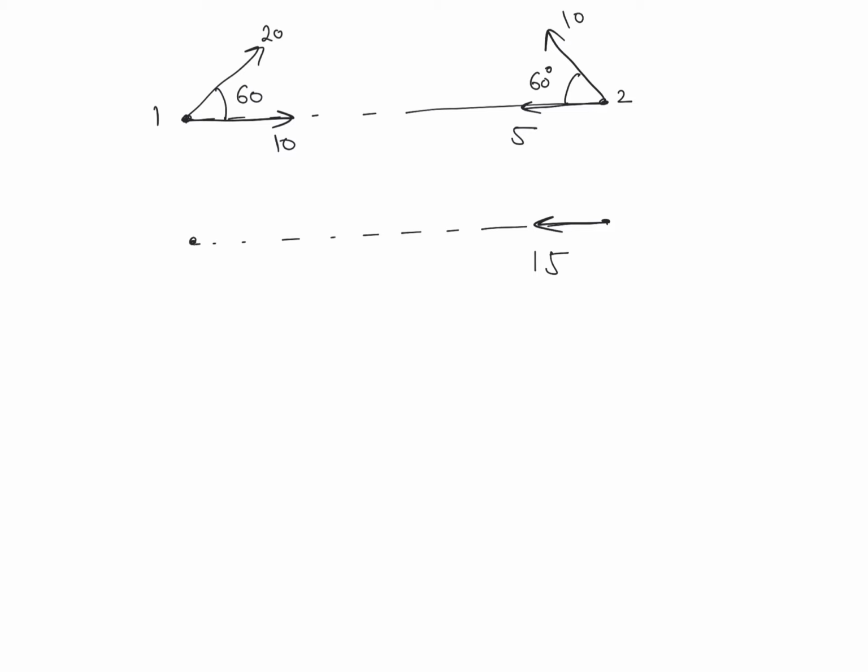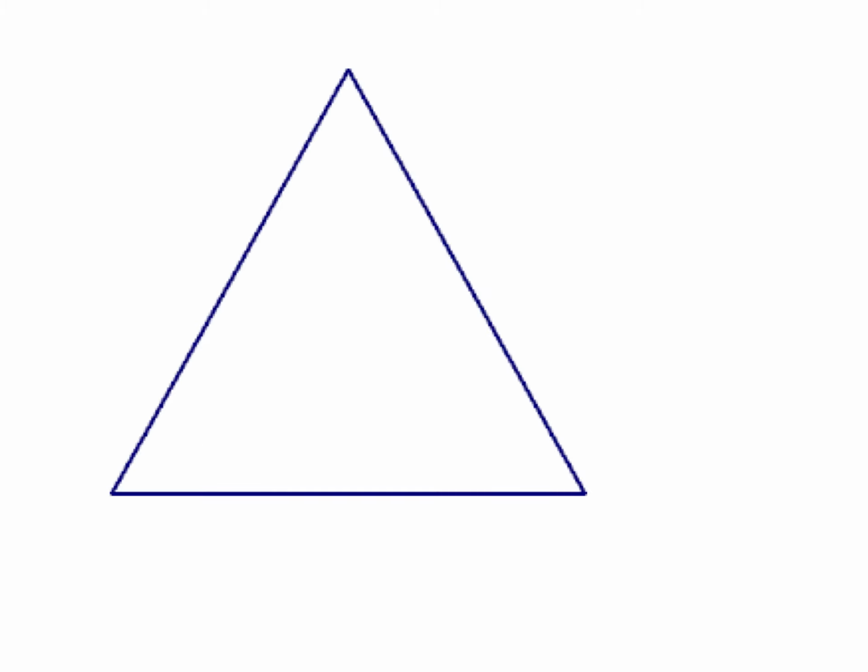In general we'll represent it like this. If the component of velocity of the first particle along the line joining the first and second particle is v1, and the component of velocity of the second particle along the line joining them is v2, then their relative velocity of approach is nothing but v1 vector minus v2 vector, or v2 vector minus v1 vector.